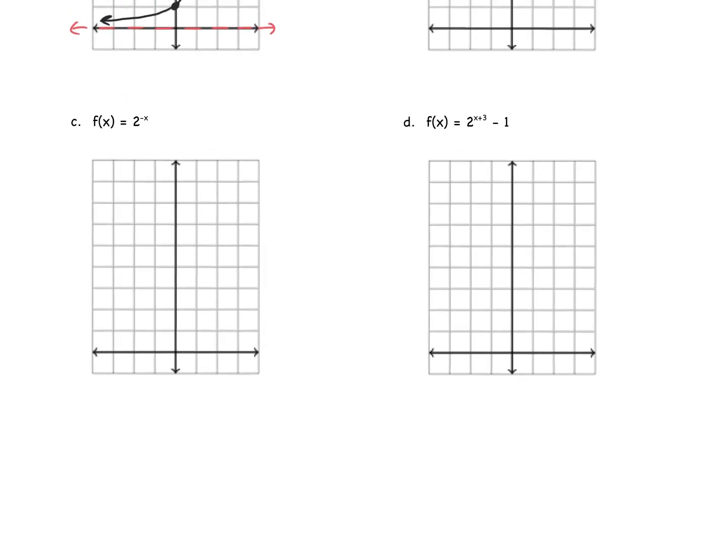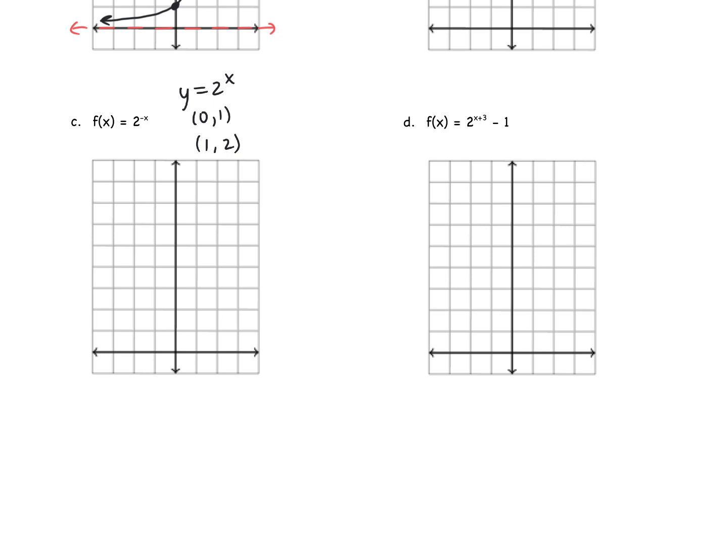Okay, in something like C, the original function is just plain old 2 to the x. We're not going to consider that negative yet. Every single graph is going to go through 0, 1. And then we know if we plug in 1, we're going to get the base of 2.